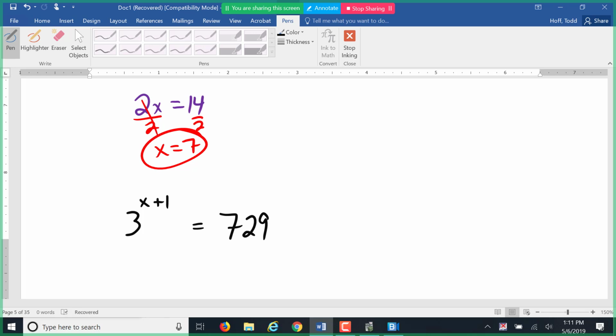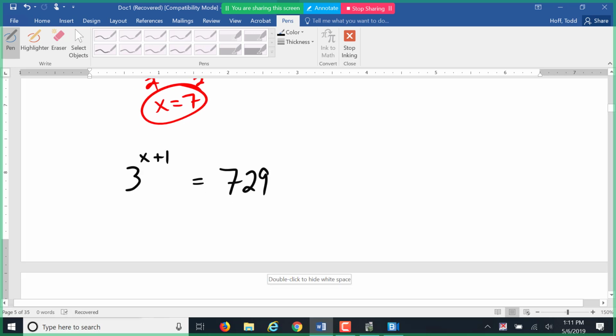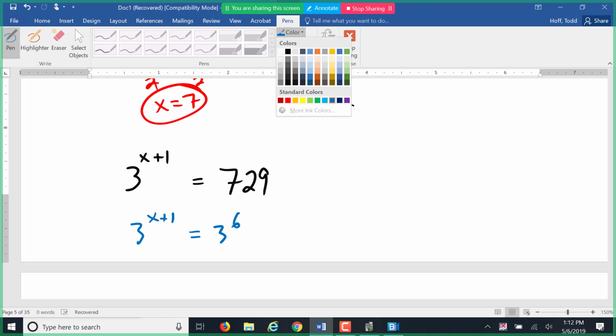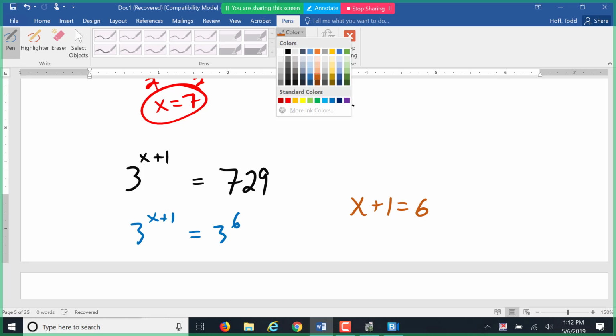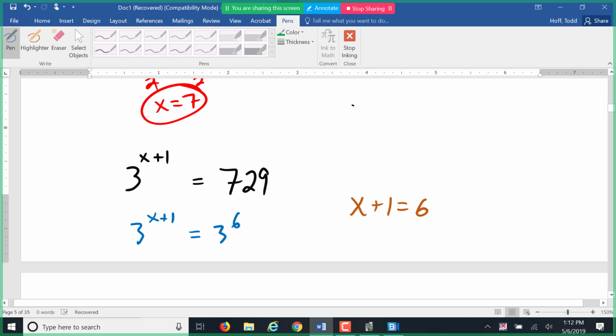So 729 can be written as 3 to what power? 3 to the power of 6. So that becomes 3 to the x plus 1 equals 3 to the 6, giving us x plus 1 equals 6. And of course from there all we do is subtract the 1. X equals 5.